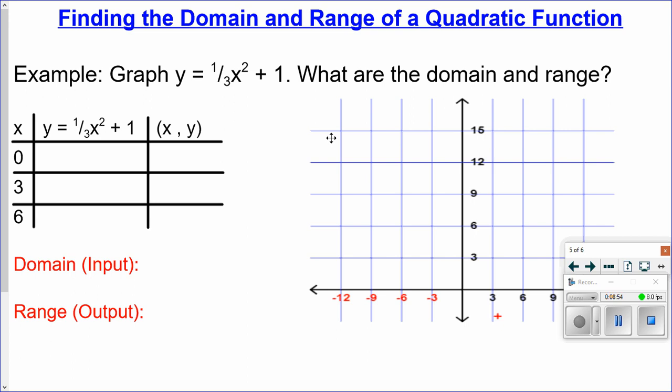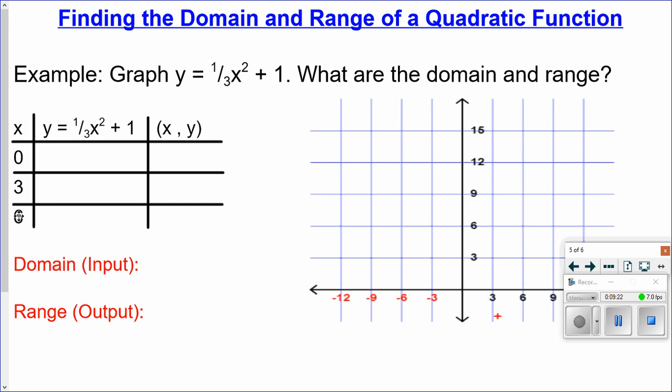All right, so I said we were going to come back to finding the domain and range. We're going to talk about that some more. So here's an example of a quadratic function, and they're asking us to graph it. And they're also asking us what is the domain and the range. So for my input values, I can pick any number I want. Right? There's no limitations on this. You could plug in positives, negatives, decimals, fractions, whatever you want for x.